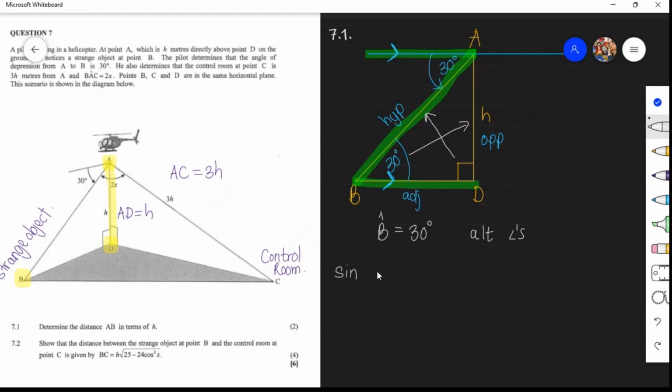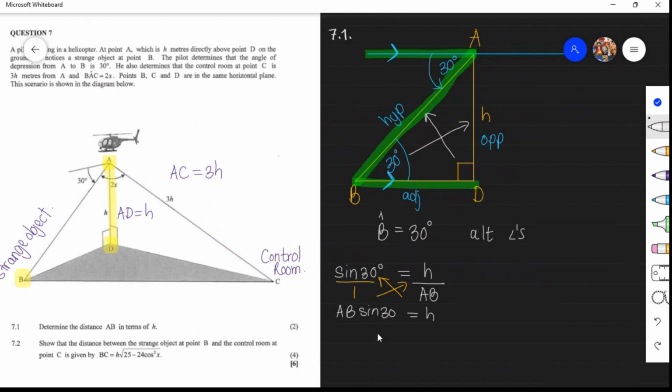So we have sine of 30 degrees is equal to the opposite, which is h, over the hypotenuse, which is our AB value. So let us replace hypotenuse with AB. That is what we are looking for. Next, we can cross multiply. So we know that this will be over 1. So we can cross multiply that 1 with h and AB with sine 30. And that is going to give us AB sine 30 equals h.